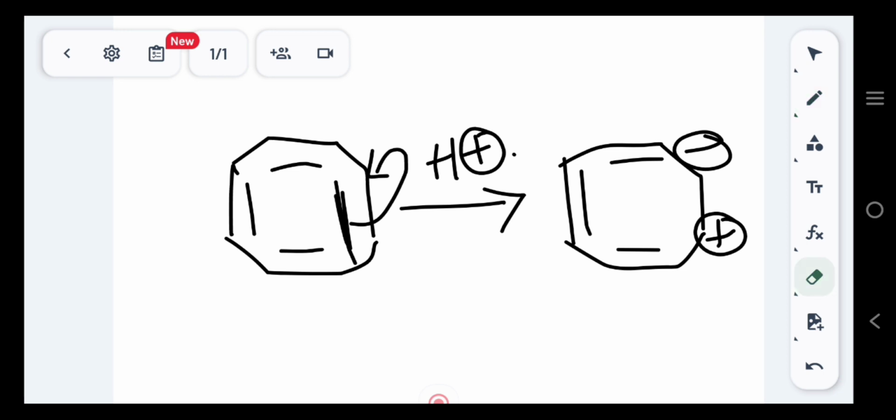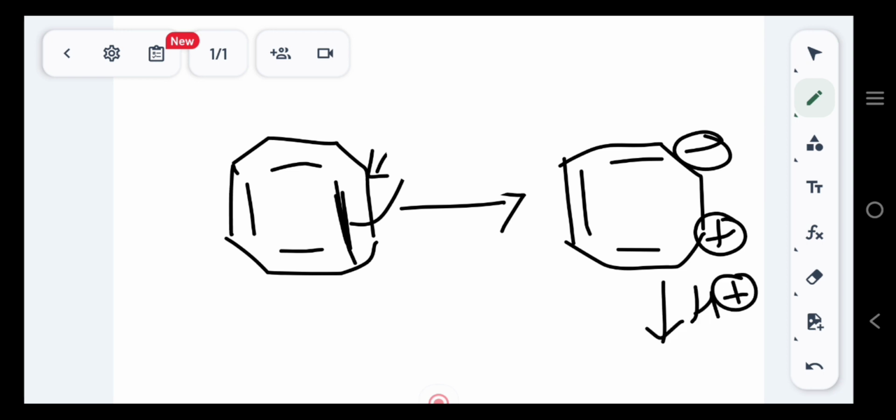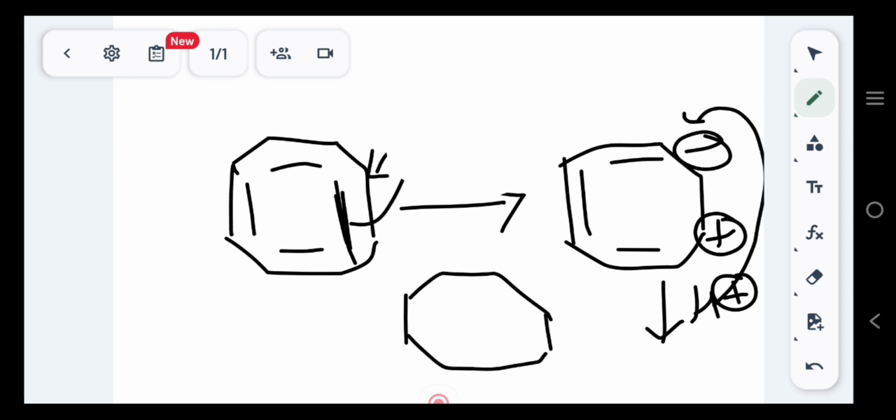Now I am adding this H+. It will go and attack here, because it possesses positive charge, it will attack the negative charge. So, what will you get? You will get like this.